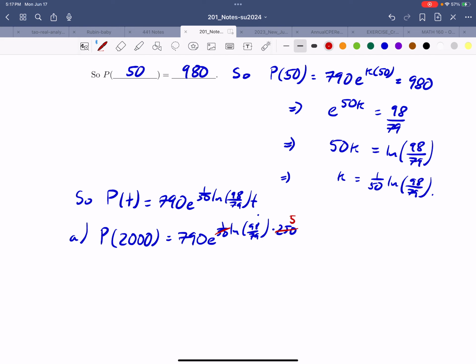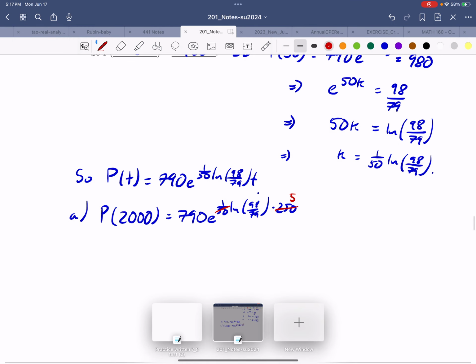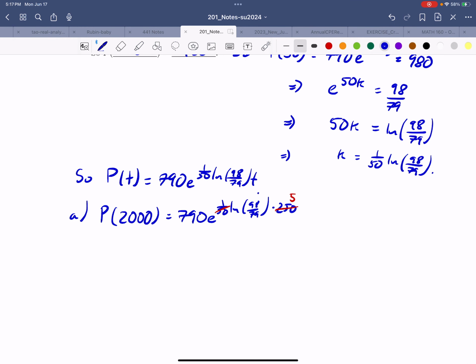And if we do it out, you won't have a calculator, but if you enter it into Google, then you get this. On a quiz or an exam, you would leave it like this. But this winds up being approximately 2,321 million, or approximately 2.3 billion.